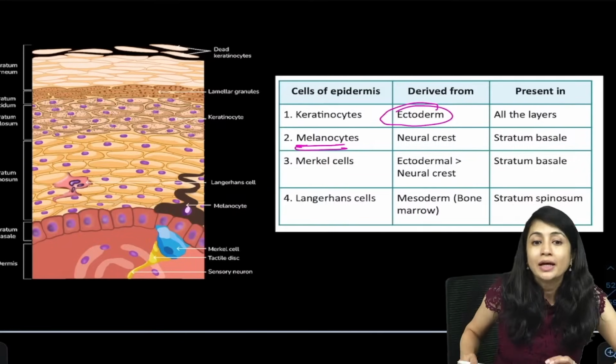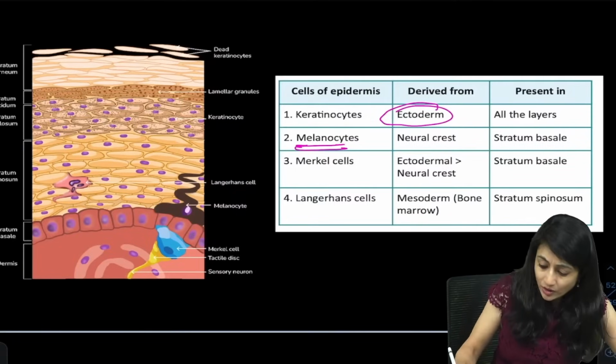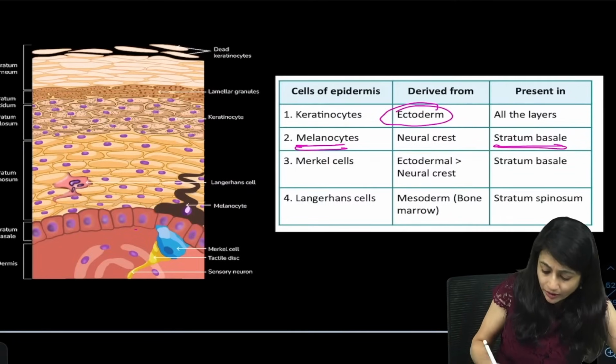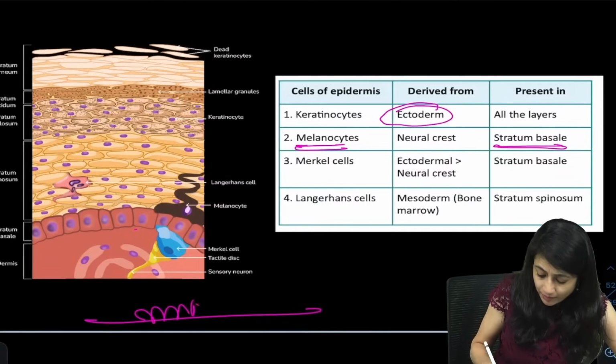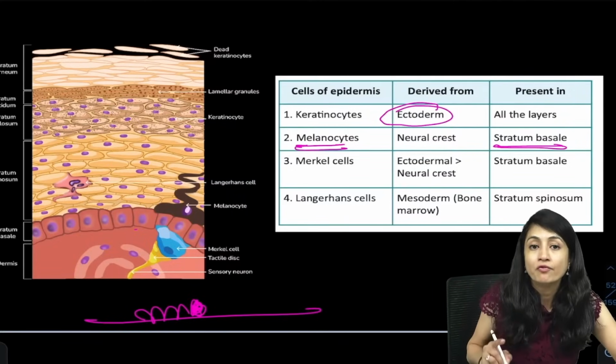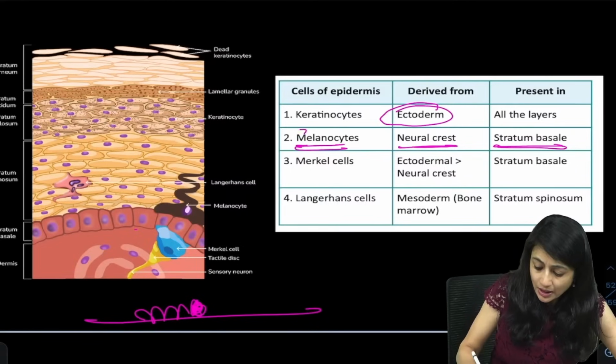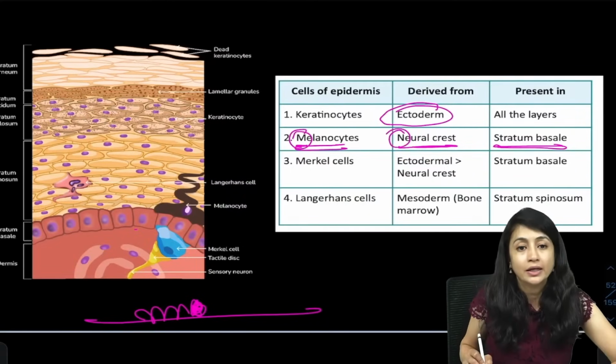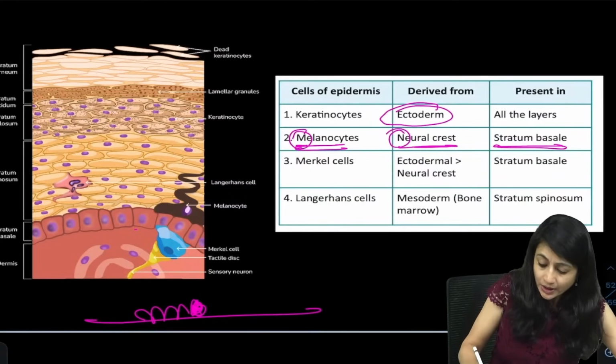Okay, so melanocytes are present where? Only in stratum basale. On the basal layer, in between, we have melanocytes. Melanocytes are derived from neural crest. M is derived from N.